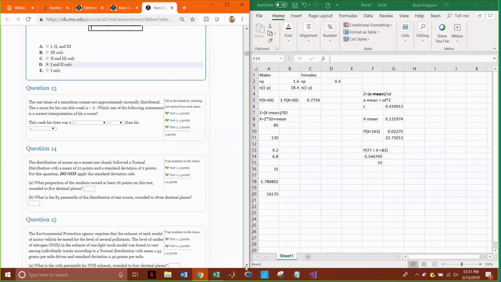All right. The run times of a marathon runner are approximately normally distributed. The z-score for his run this week is -2. So which of the following statements is a correct interpretation of a z-score? A z-score by definition is just the number of standard deviations away from the mean a particular value is. And that's really all we're going to say. Now, if the z-score is negative, it means the value is lower than the mean. If the z-score is positive, it means it's higher than the mean. So this week, his time was 2 standard deviations less than his average time. We are 2 standard deviations below the mean.